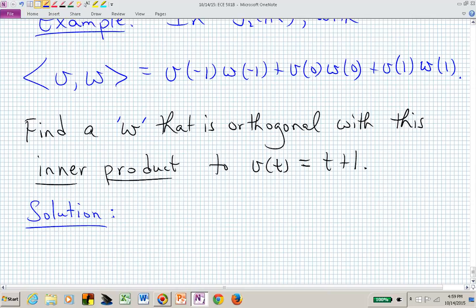So now we need a quadratic, don't we? We need a t squared, a t, and a constant. T squared, not a t square.